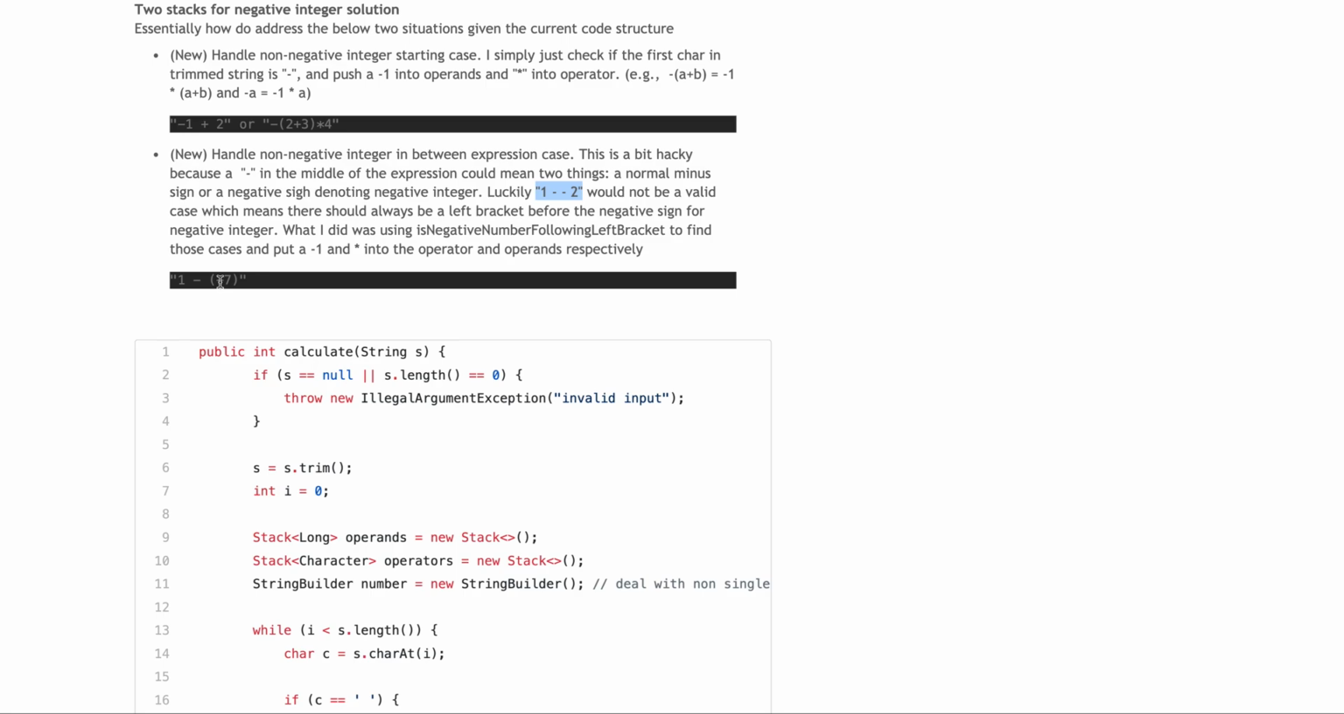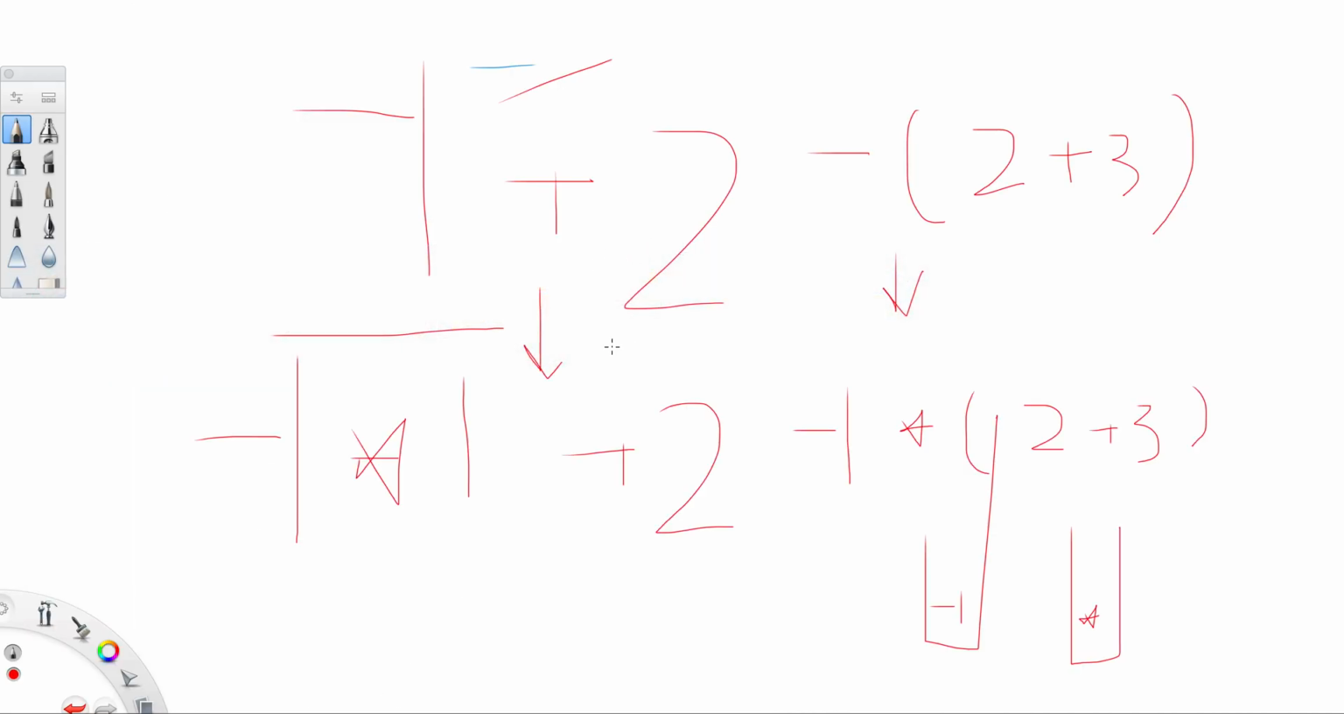How do you know this actually denotes a negative integer? So what I did is I just look for this case. The only case this will look like, let's say, one minus minus seven. Let's say I write it here. Let me change my color. Let's just say one minus bracket minus seven.